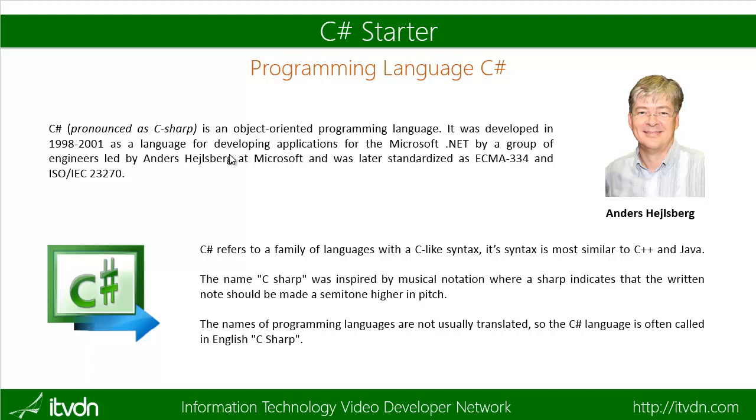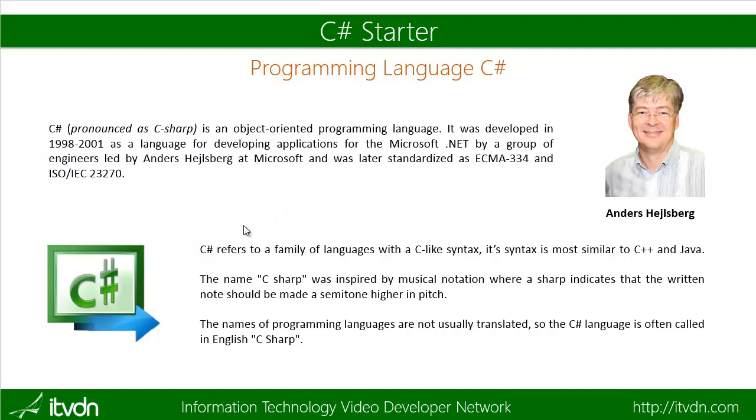It was developed in 1998 to 2001 as a language for developing applications for the Microsoft .NET. Now, this program, C#, is one of the latest programming languages available today. It was developed by Anders Hejlsberg. You can see the picture on the top right-hand corner. This is the guy that led the development of C#. But he wasn't working alone. He was helped by a group of engineers. So, C# is an object-oriented programming language developed in 1998 to 2001 as a language for developing applications.